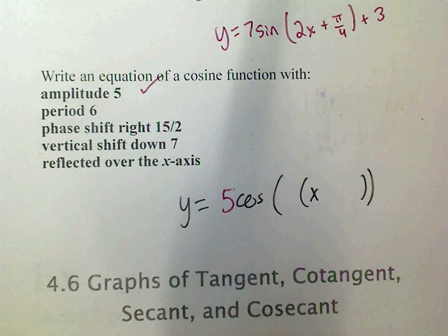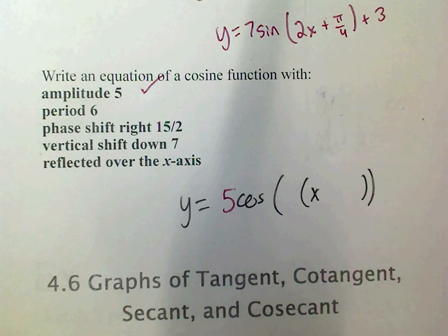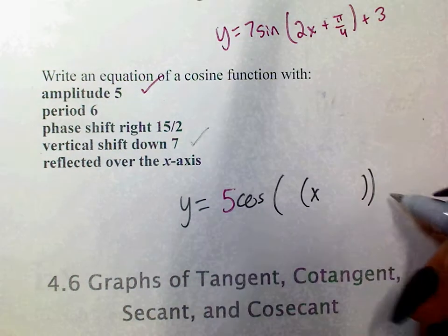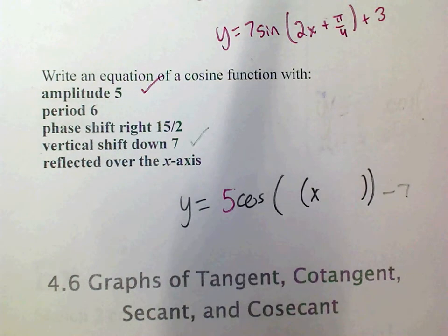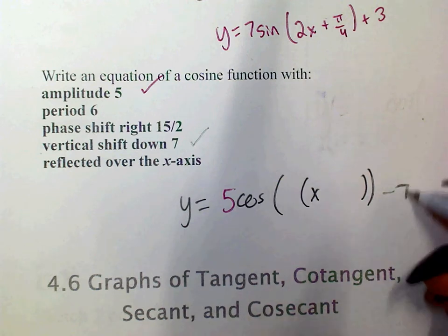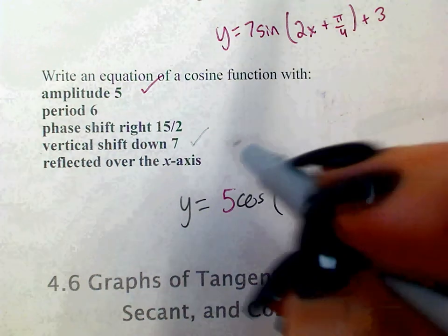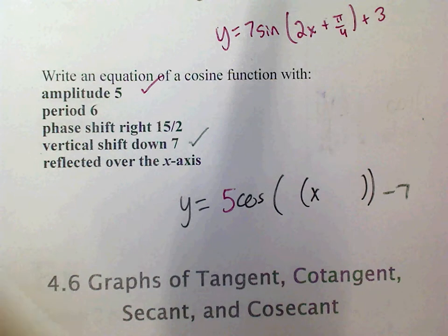Jordan, Joseph, I need another one. Tell me something else. Down 7 means minus 7 at the end. I agree. Okay, Will, give me another one.